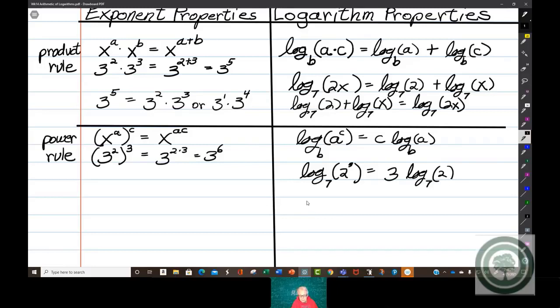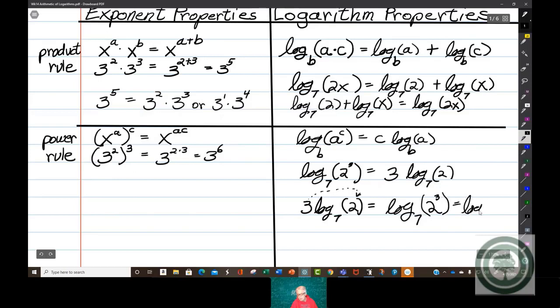And sometimes, if you start out like this, life becomes more convenient, as you'll see on Monday. If we take that 3 and turn it into an exponent, log base 7 of 2 to the third power. And that would be log base 7 of 8. 2 times 2 times 2 is 8. So you have to get used to these.